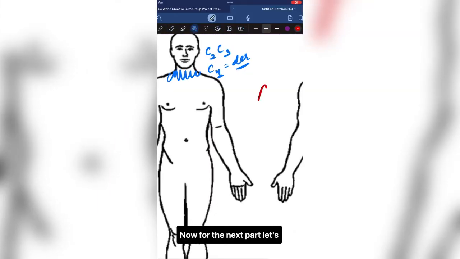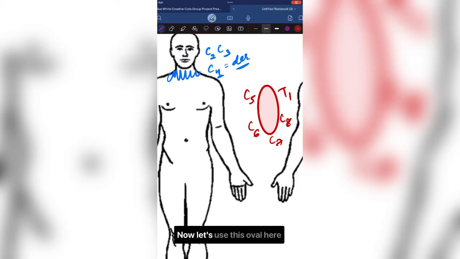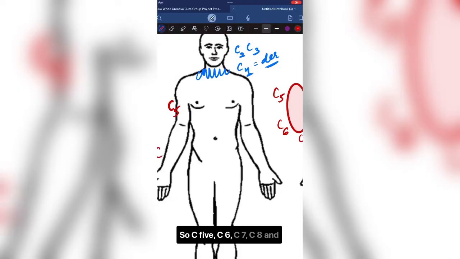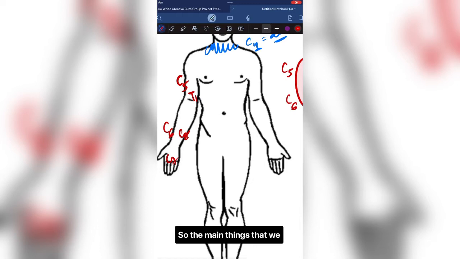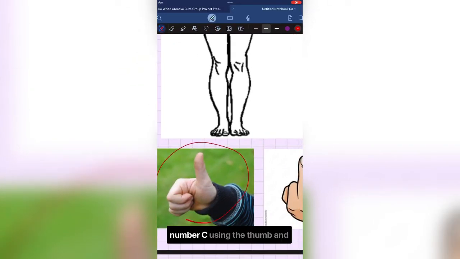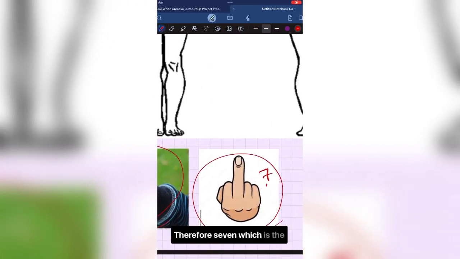Now for the next part, let's just draw an oval first and then name this C5, C6, C7, C8 and T1. Now let's use this oval here on the hand. So C5, C6, C7, C8 and T1. The main things that we need to remember here is that the thumb is innervated by the C6 dermatome and the middle finger by the C7. So we know that we show the number 6 using the thumb, and we know that the middle finger is the longest of all the fingers, therefore 7, which is the longest of all the numbers here between C5 and T1.